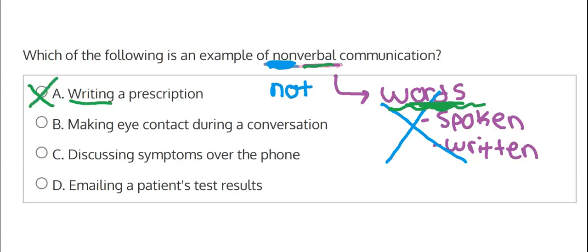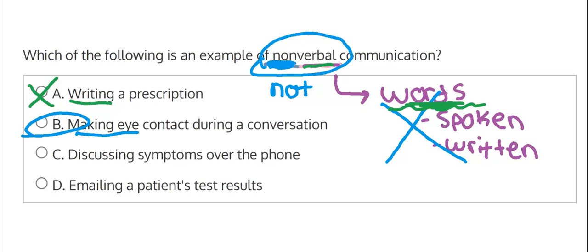Option B says making eye contact during a conversation. And that is what we're discussing when we're looking at nonverbal communication. It's a way of getting a message across without using anything spoken or written. So making eye contact is a good example of nonverbal communication. So that would be our answer here. But let's take a look at the other choices.